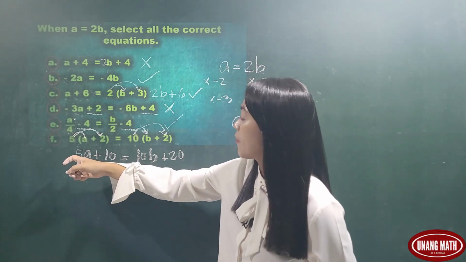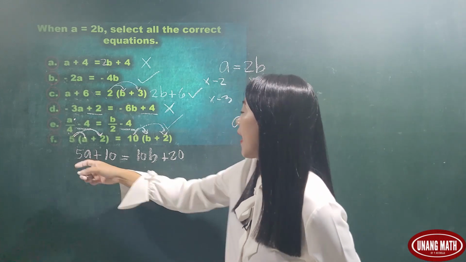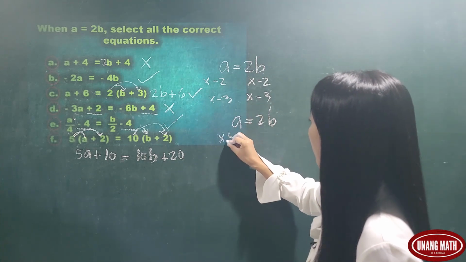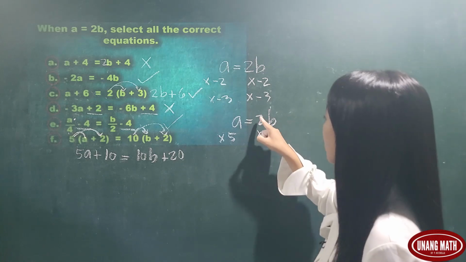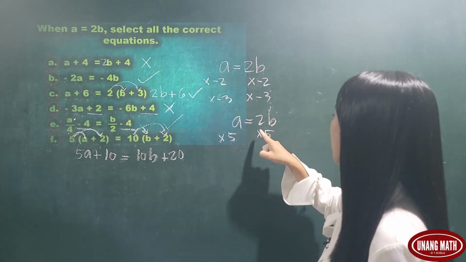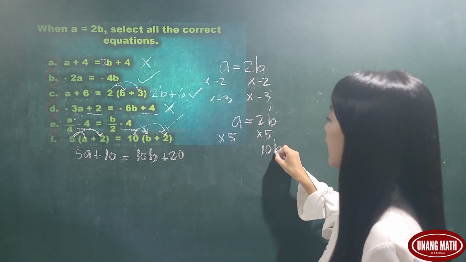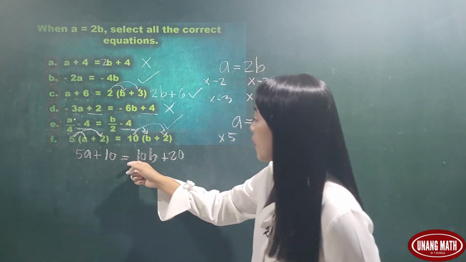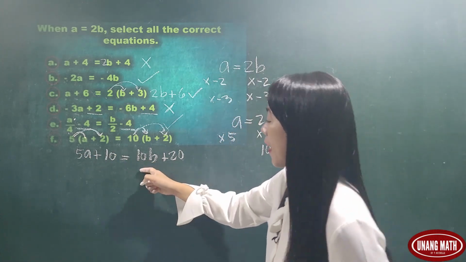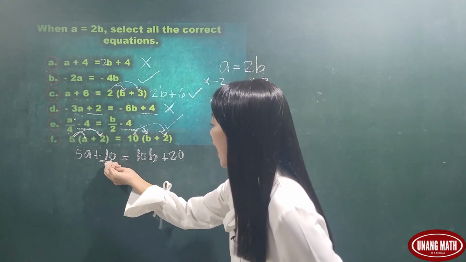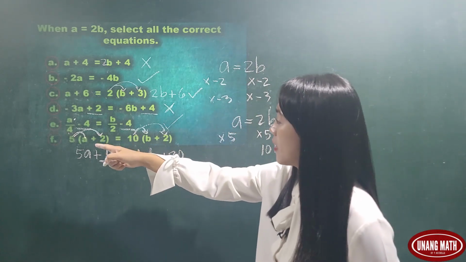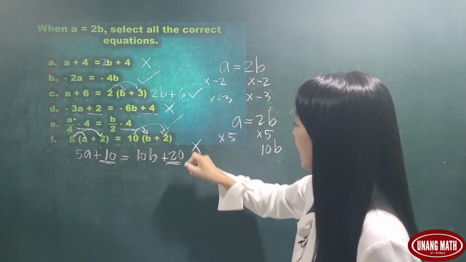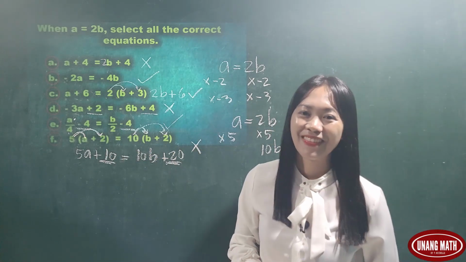Okay, if we multiply 5 by A, so this is times 5, we have to do it also this side, so times 5. So 2B times 5 is 10B. So 5A is equal to 10B. It's correct. But this 10 is not equal to 20. So that means equation F is not correct.